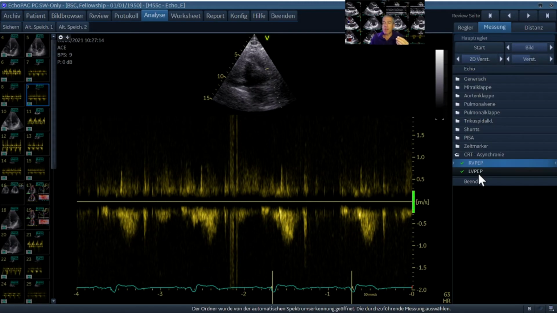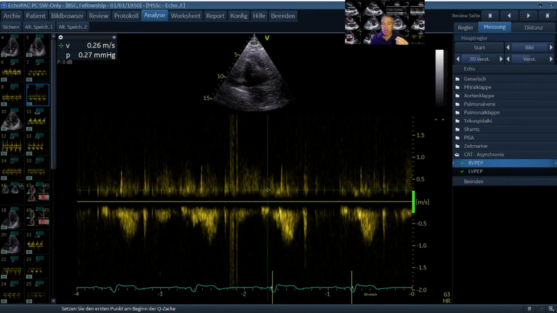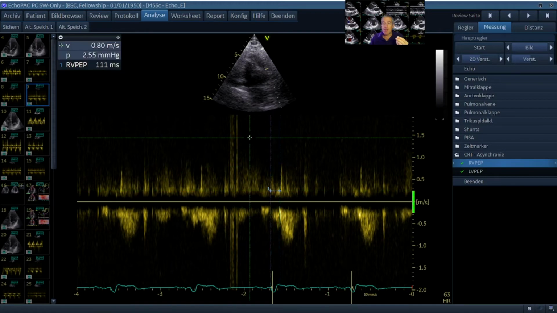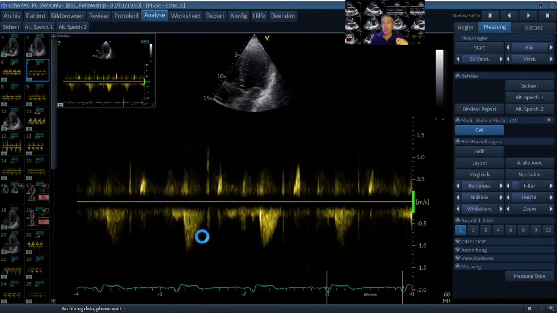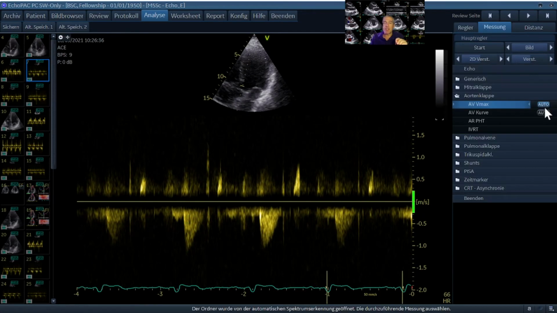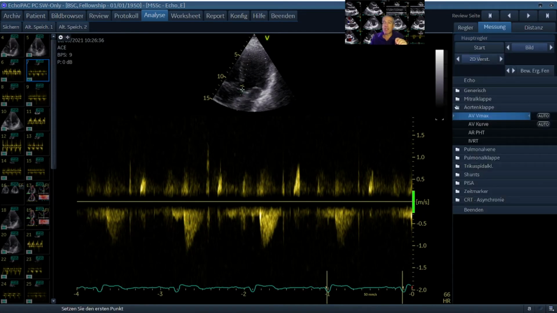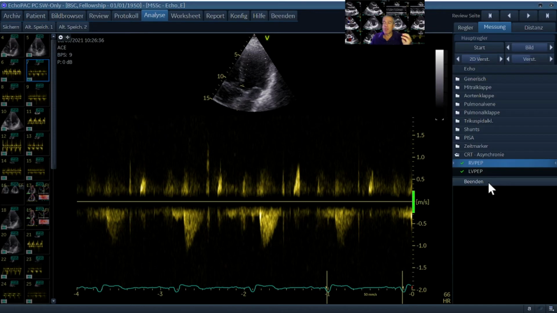So I move on. I take the right ventricular delay, which is in this case 111. I go here and second one 118. So it's about 110 to 120 milliseconds. And we compare this to the left side, to the aortic, and make sure it's the same Doppler modality. So if you choose continuous wave, then take it for both measures.